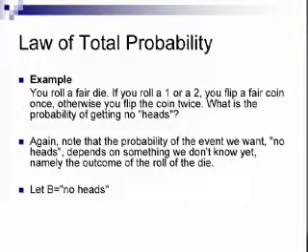Going back to the die one more time, you roll a fair die. If you roll a 1 or a 2, you flip a fair coin. What is the probability of getting no heads? The outcome of no heads depends on something we don't know, the outcome of the roll of the die.